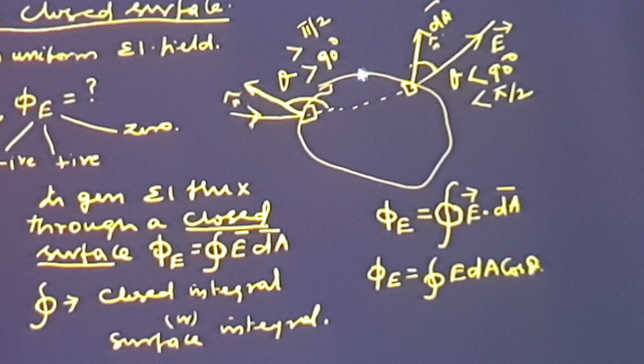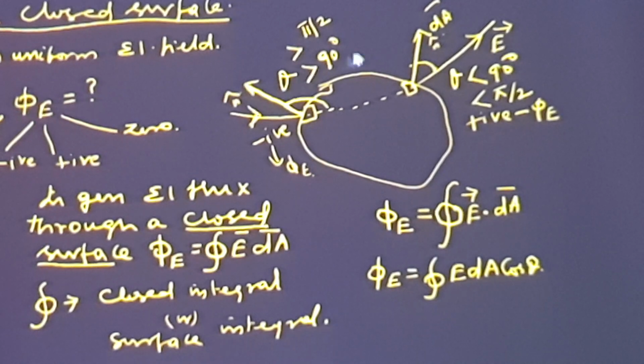Now it is very clear. If theta is greater than 90, then you will be getting the value as negative. Flux will be negative. If you are considering the value of theta less than 90, then the value of flux is considered to be positive. So here the flux is positive and here the flux is negative.